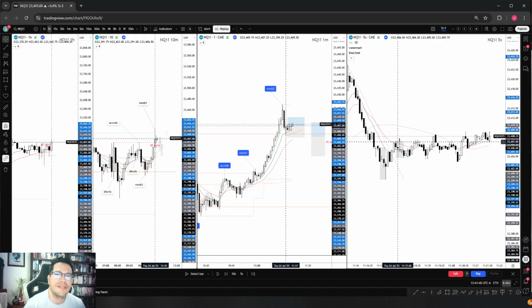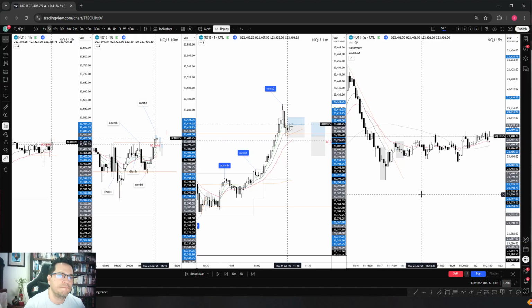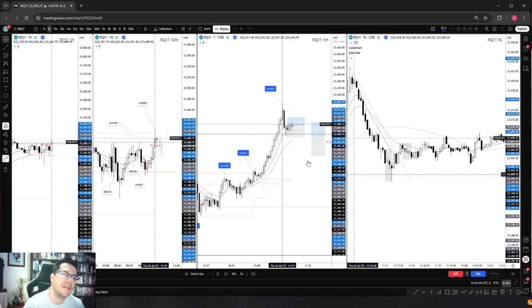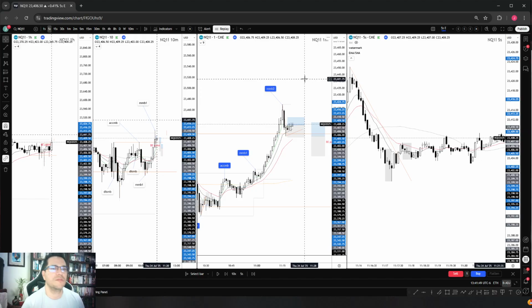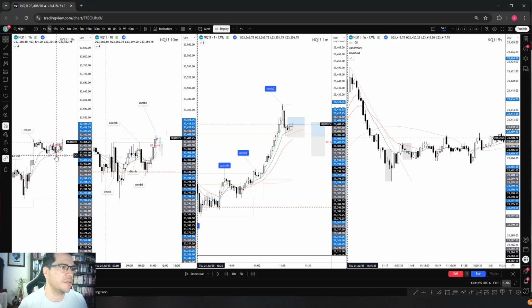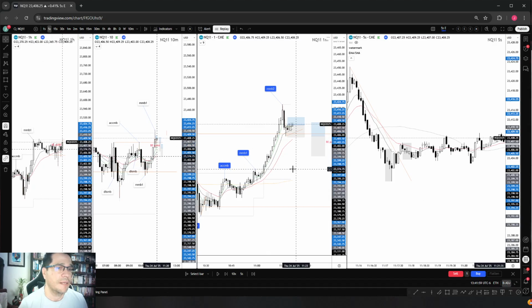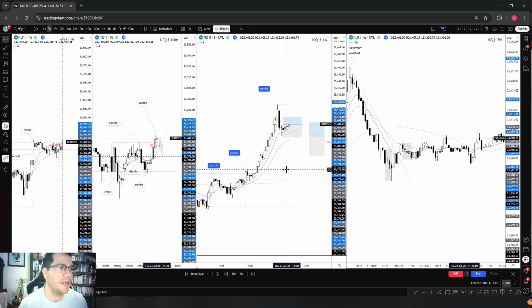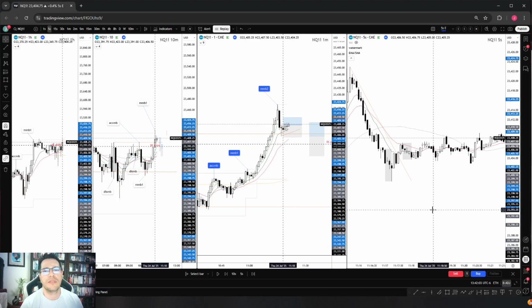So in this case, again, my expectancy was to see price continue to the bullish side based on the context on our C2. And yeah, that's basically what I was expecting.